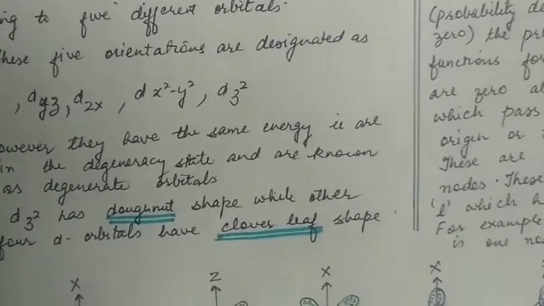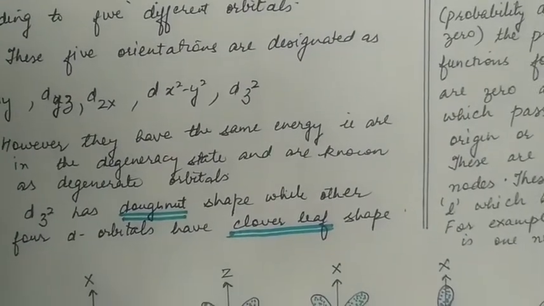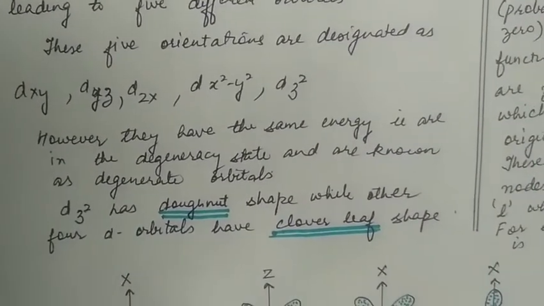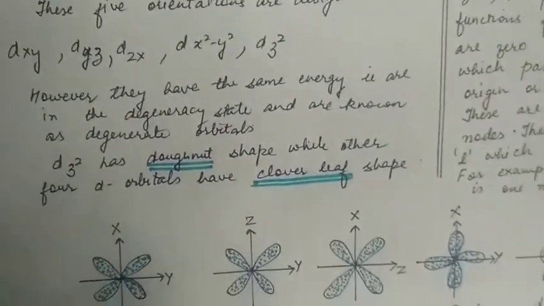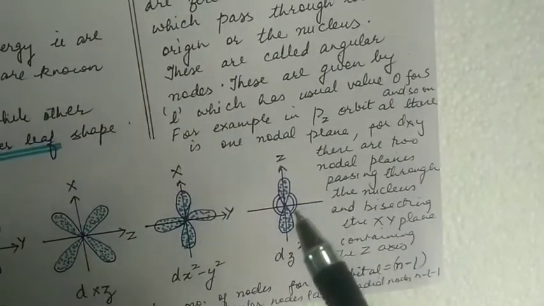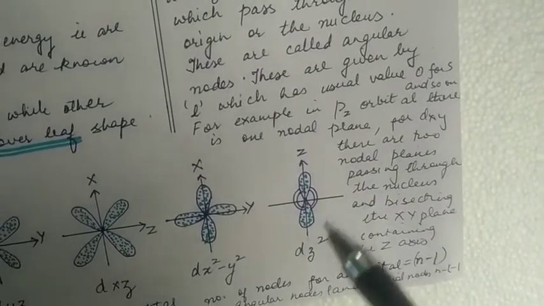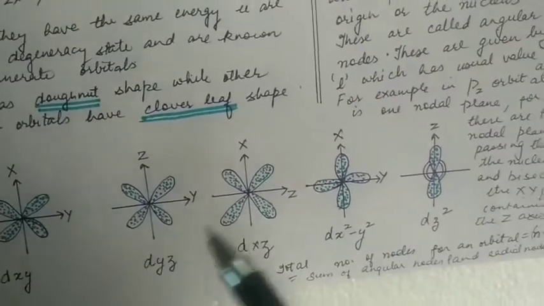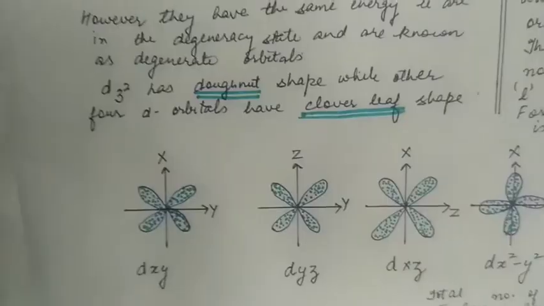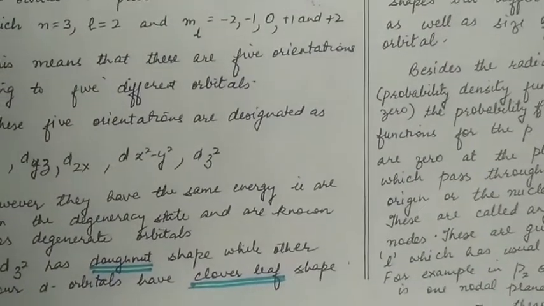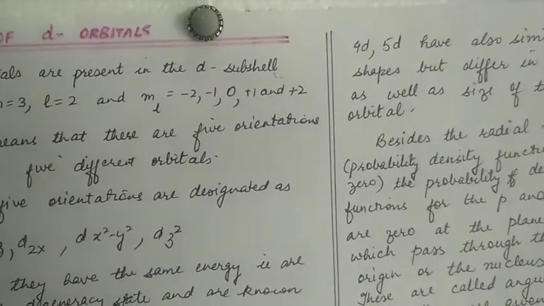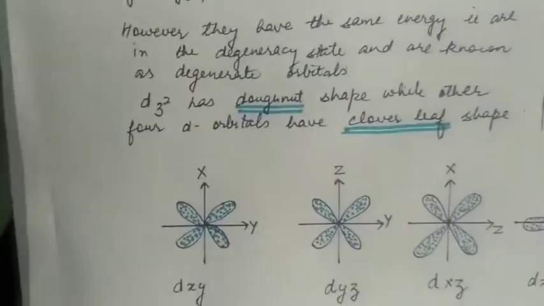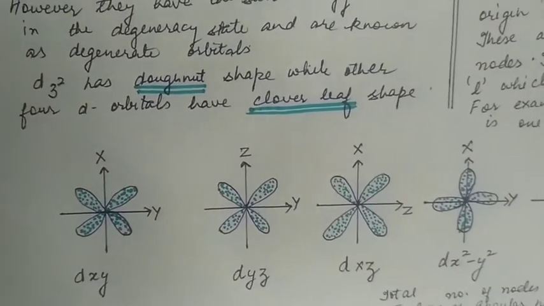All these 5 have the same energy, so they are in the same degeneracy state, or all 5 are called degenerate orbitals. Out of these 5, the dz square has a donut shape and a ring around it, but the other 4 all have clover leaf shape. The 4d and 5d orbitals will also have similar shape, but again they differ in energy and size, and their energy and size are greater than that of 3d.